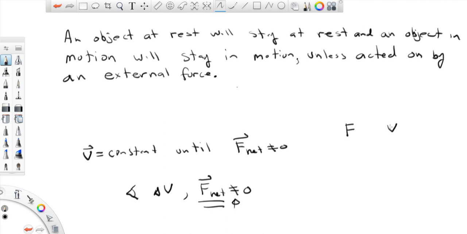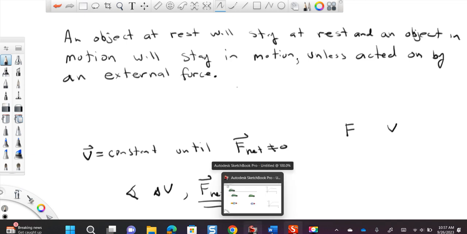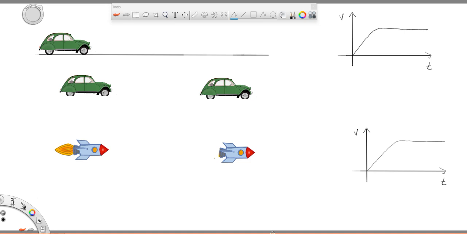So I'm going to now pull up another program here, and we're going to talk about these changes. Okay, here we go. So we're going to look at a couple examples here of Newton's first law.